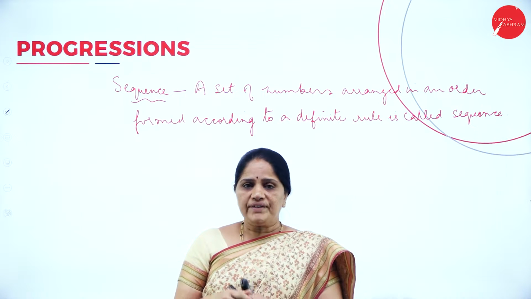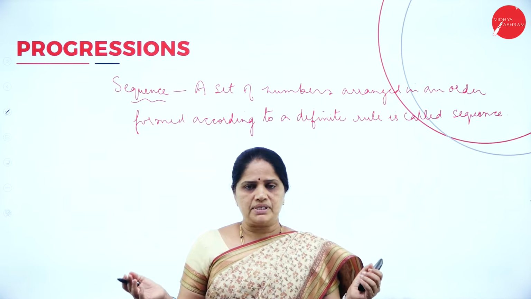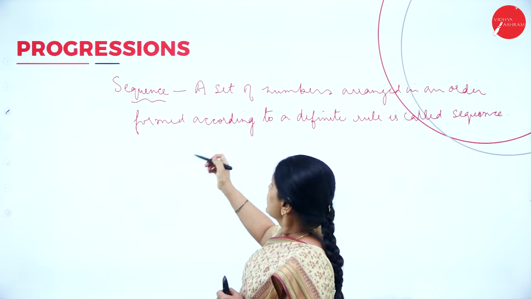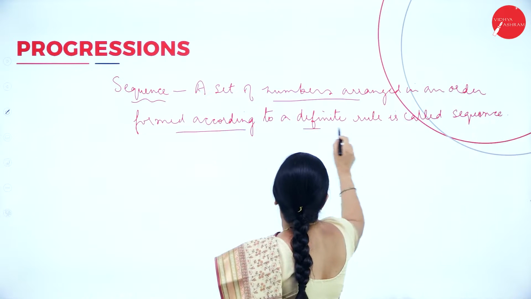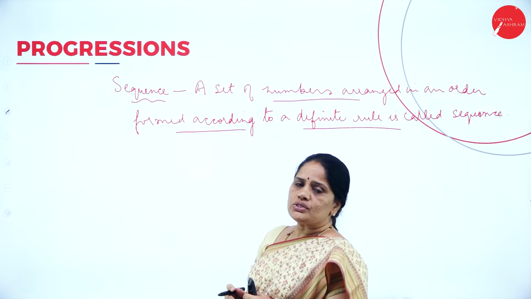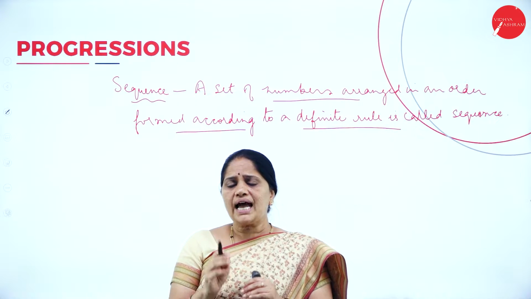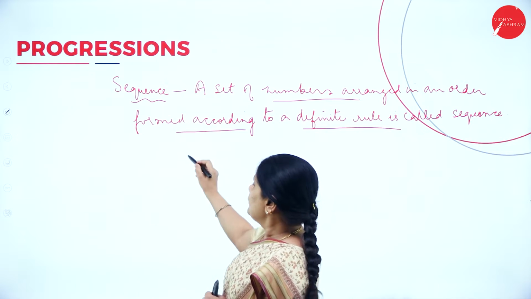Okay, now whenever we speak of progressions, we think about a set of numbers. Now, let us understand what is the meaning of the word sequence. A sequence is a set of numbers arranged in an order formed according to a definite rule. So, any set of numbers which is arranged in an order which has a definite rule, that we call it as a sequence.